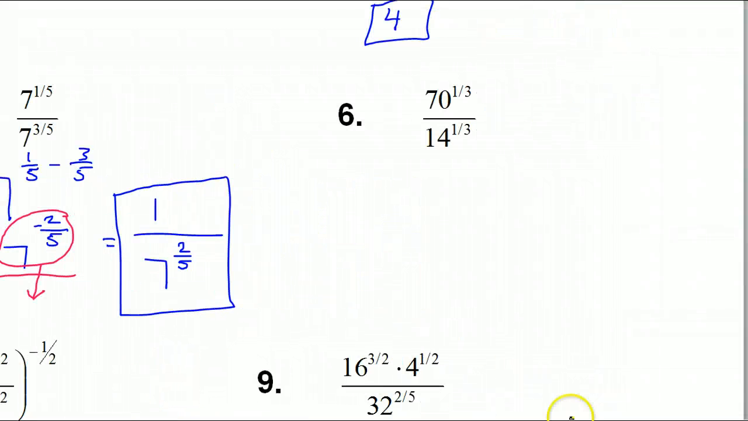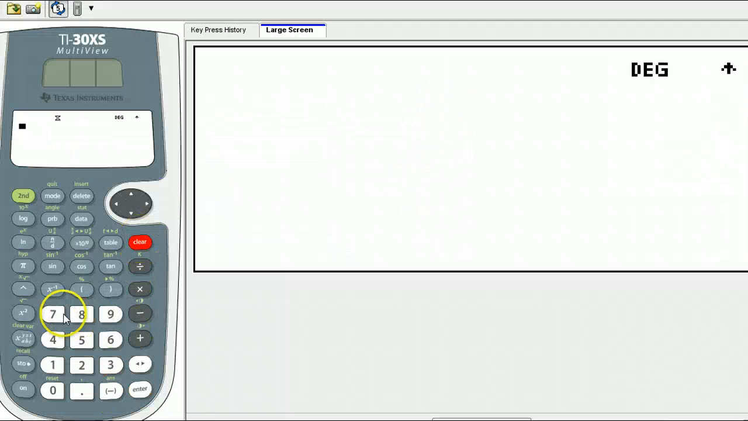All right, let's look at number 6. Notice that the exponents are the same. If the exponents are the same, you can do the division. So I'm going to do 70 divided by 14.